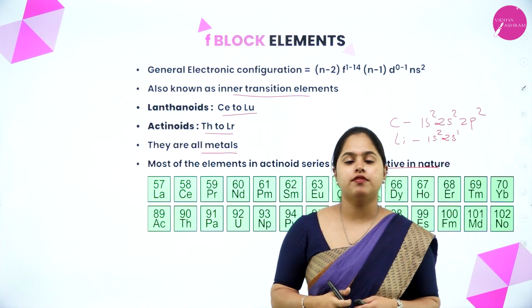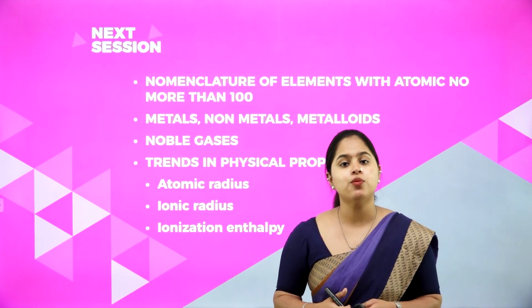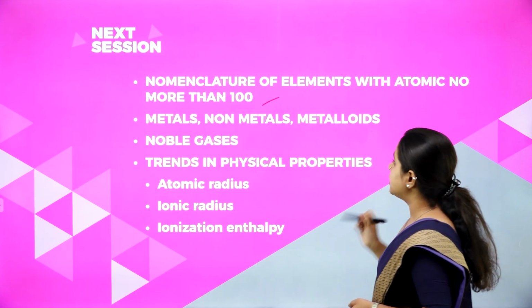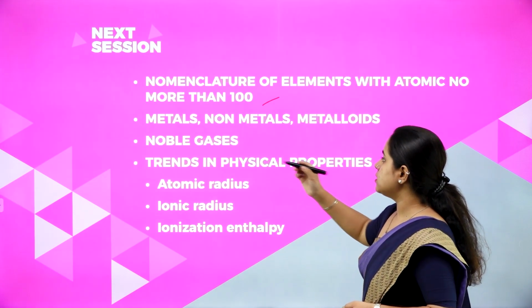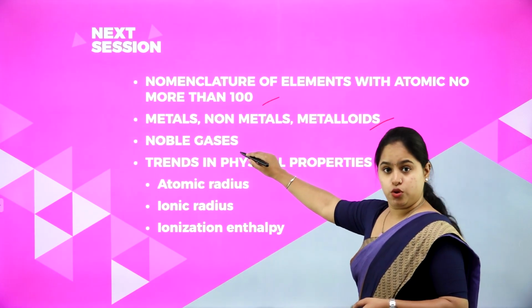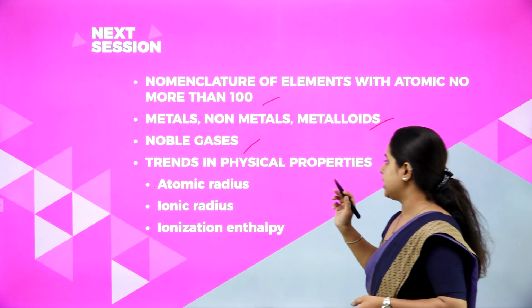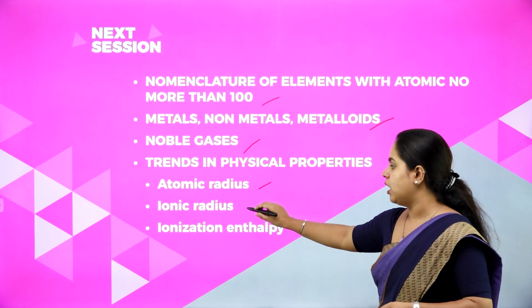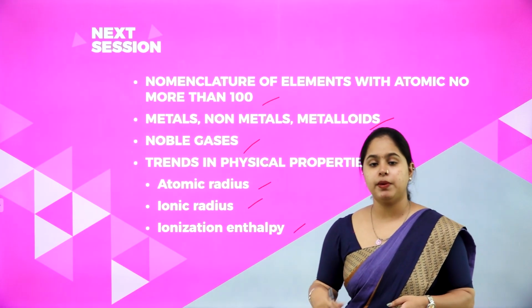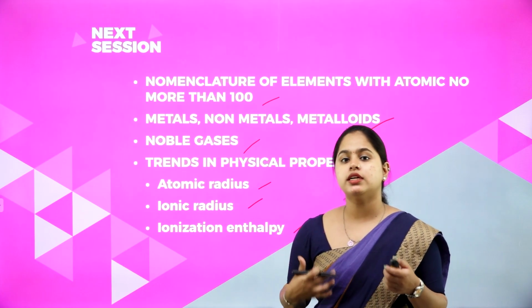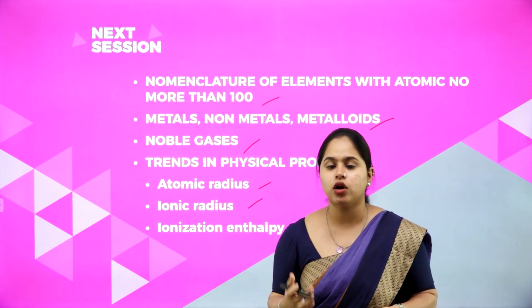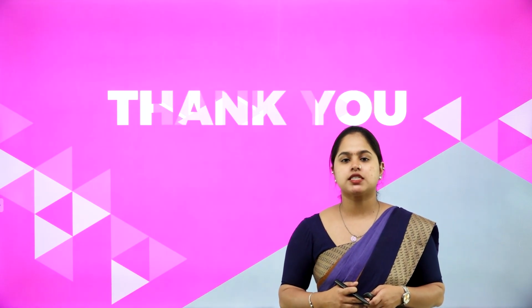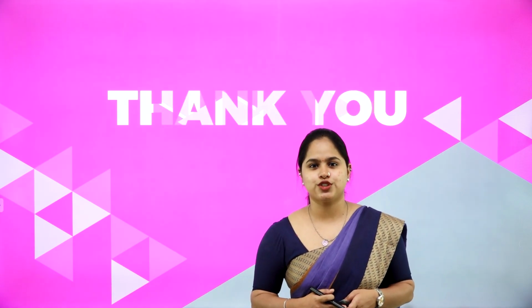So I hope everything we have discussed in this class is clear for you. In the next session, we will be discussing the nomenclature of elements with atomic number more than 100, metals, non-metals and metalloids, and noble gases. We will also study trends in physical properties: atomic radius, ionic radius and ionization enthalpy, and how they change along a group or along a period. So I hope everything we have discussed in this session is clear for you. That's all for today. Thank you.